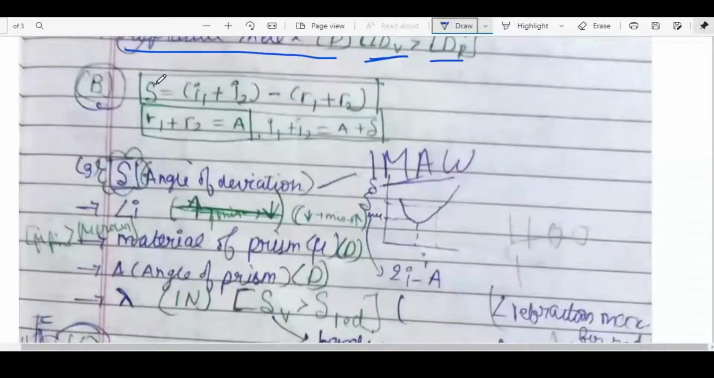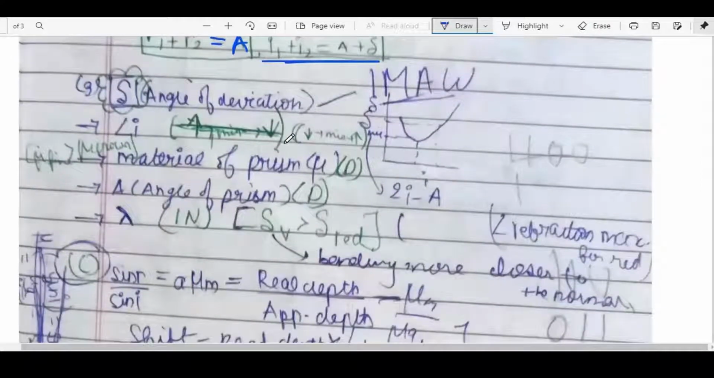Another formula: angle of deviation is equal to I1 plus I2 minus R1 plus R2. I stands for angle of incidence, R stands for angle of refraction. R1 plus R2 is equal to the angle of prism, A. I1 plus I2 is equal to A plus delta, the angle of deviation. So this is the graph of angle of deviation.